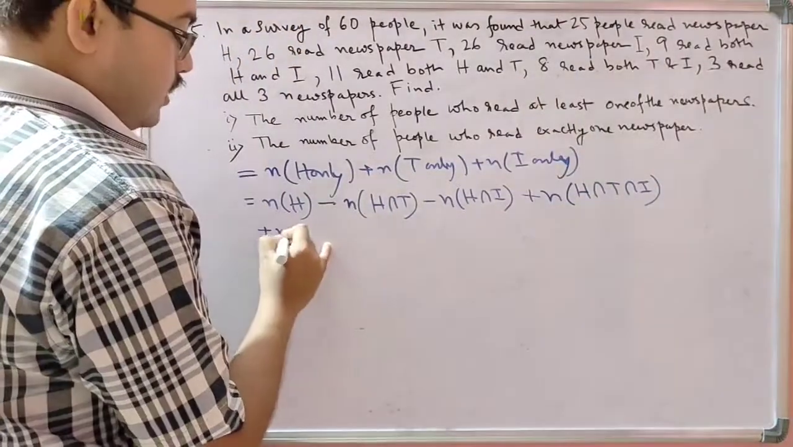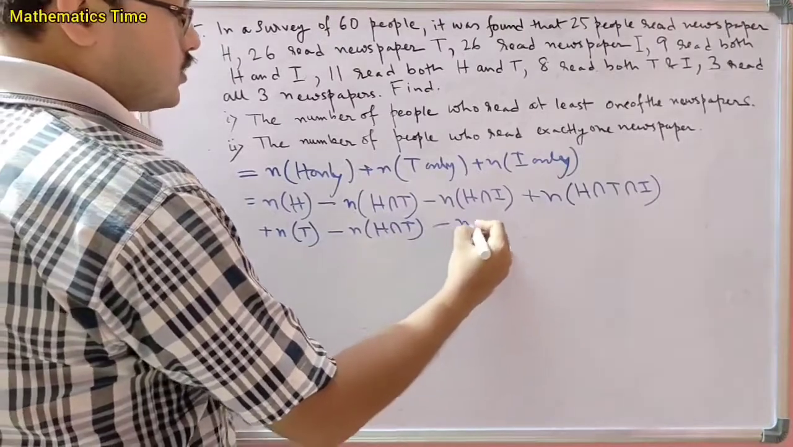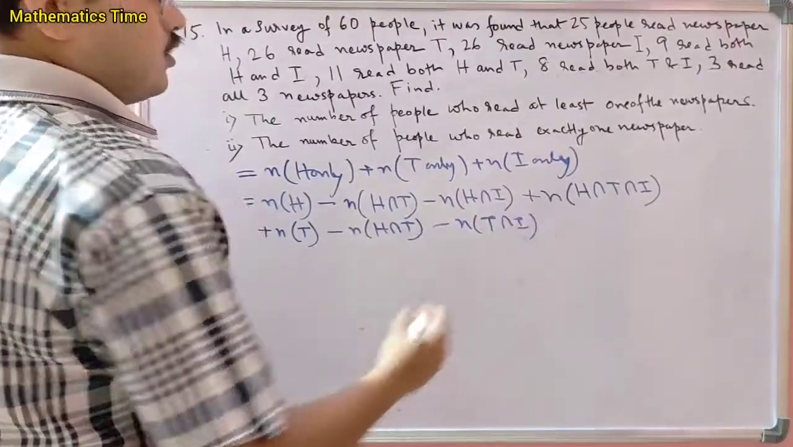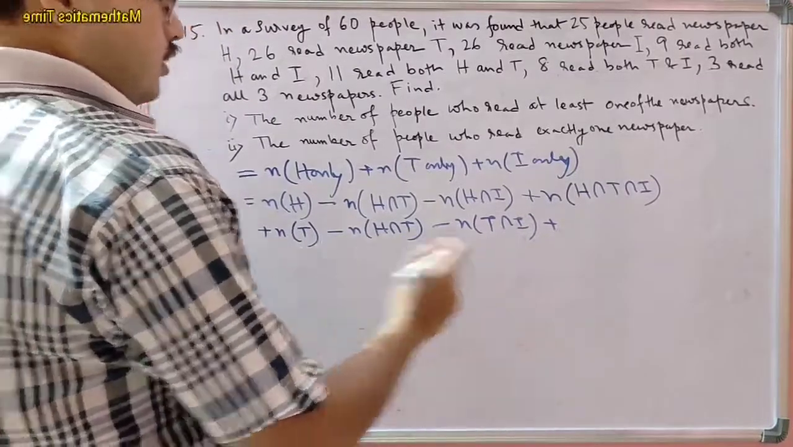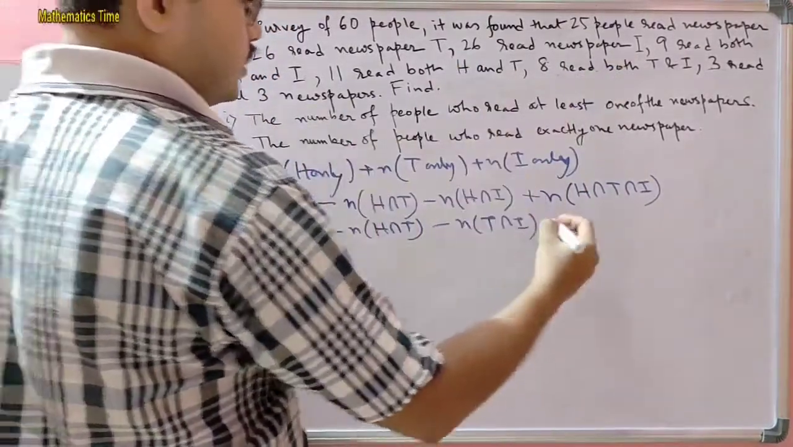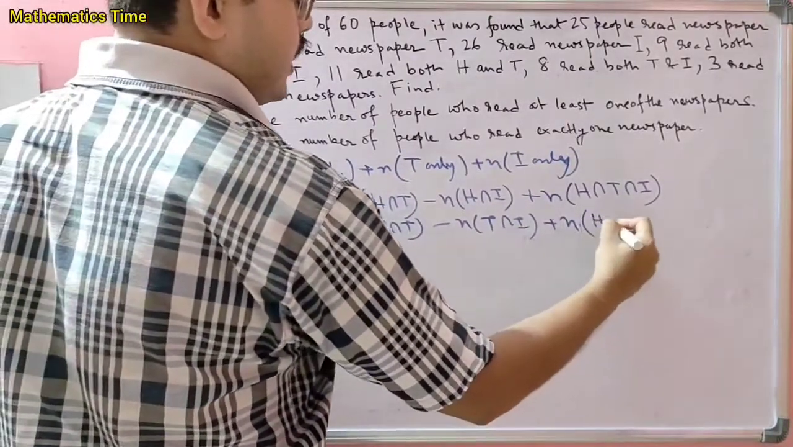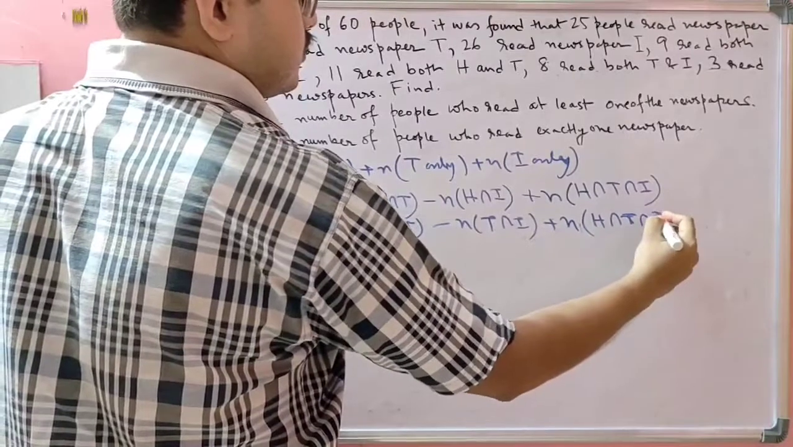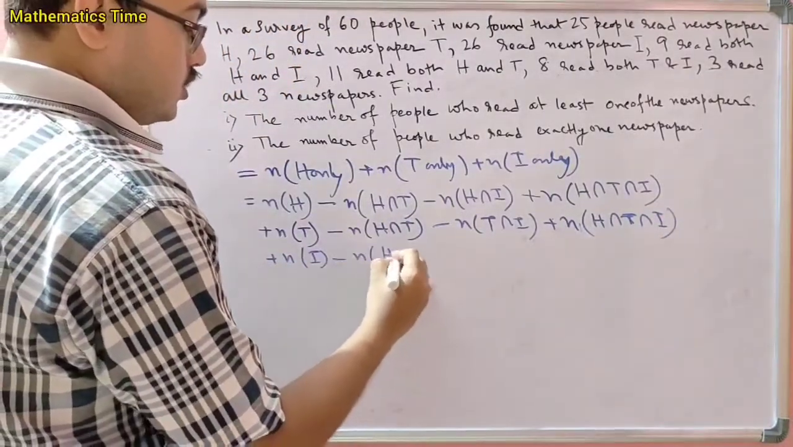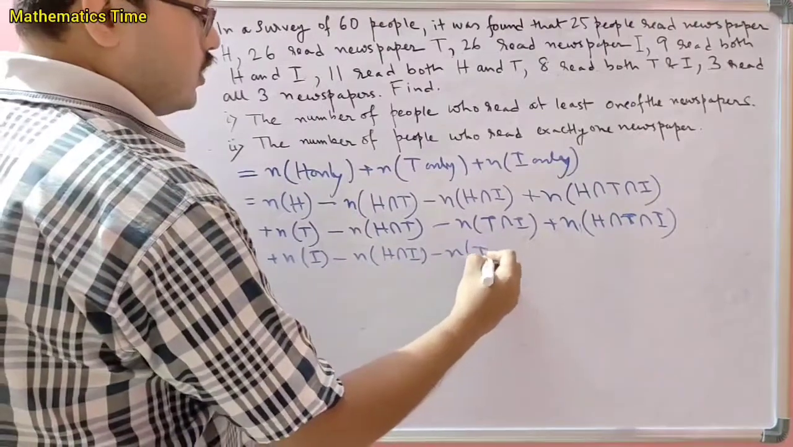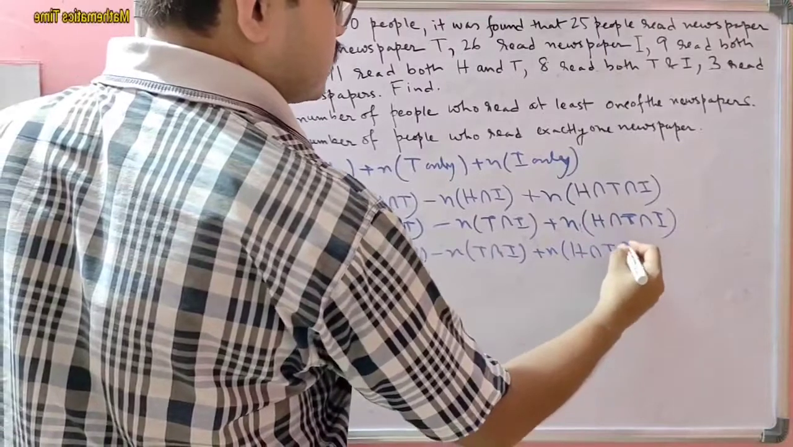Similarly for n of T, it will be minus H intersection T minus T intersection I. Same method here also, two times eliminating the three newspaper readers, so we have to add this at the end. Again for I, this will be n of I minus n of H intersection I minus n of T intersection I, plus n of H intersection T intersection I.